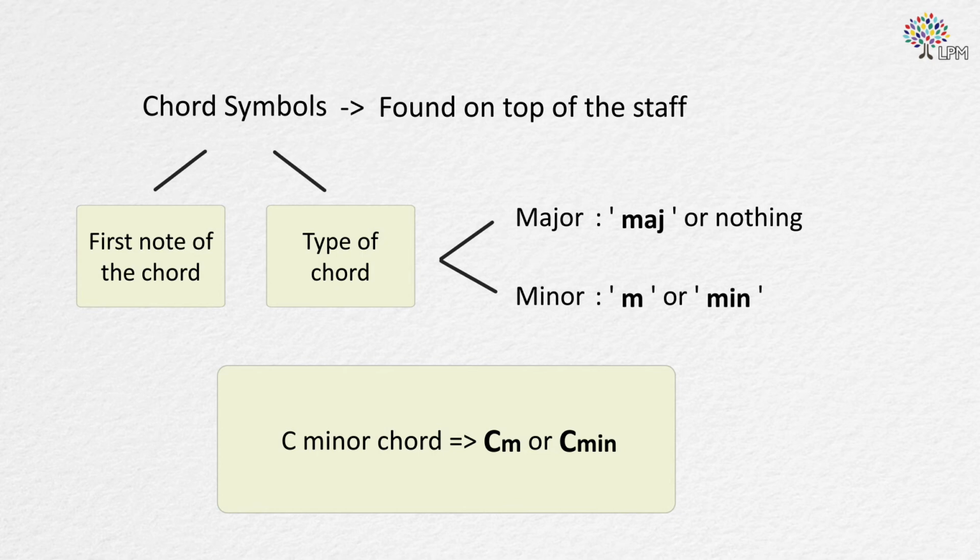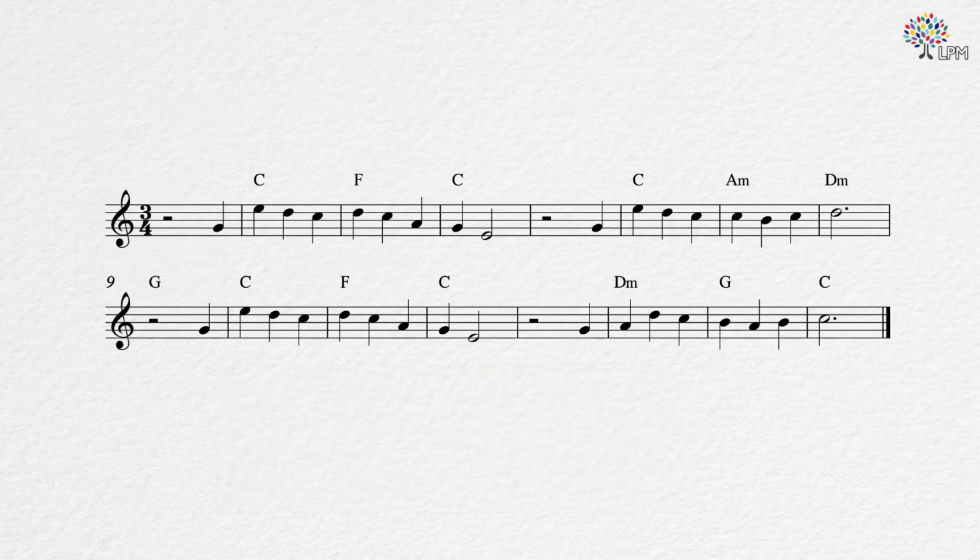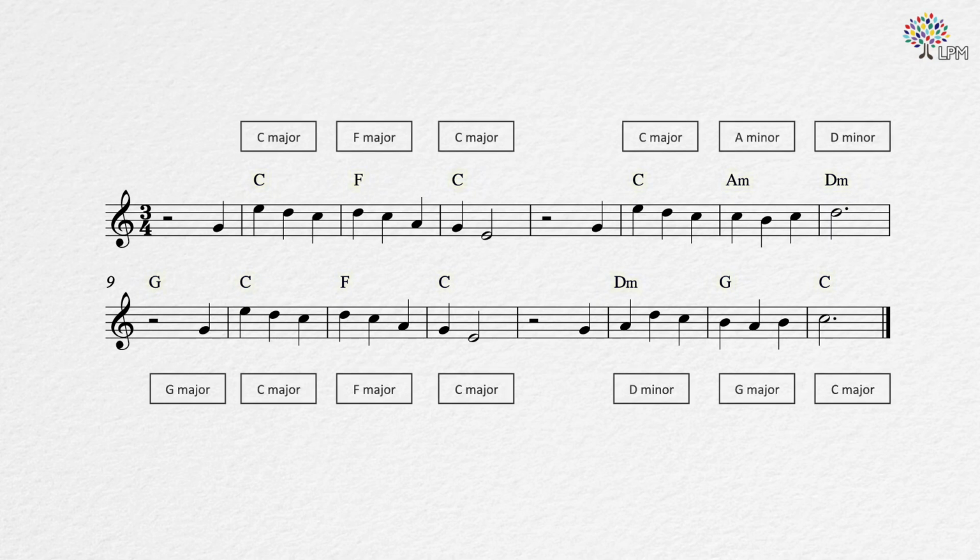So now let's put everything we've learned into practice. Here's a small example over here. There's 16 bars, and we see on top of the staff there are some letters, and these are indeed the chord symbols. So let's start on the second bar, and we see a capital C. So that's telling us to play a C major chord in a harmony.